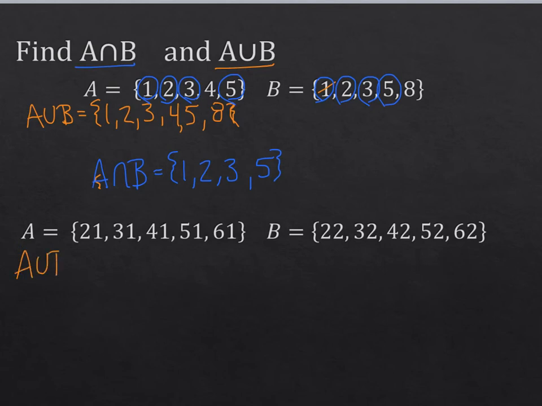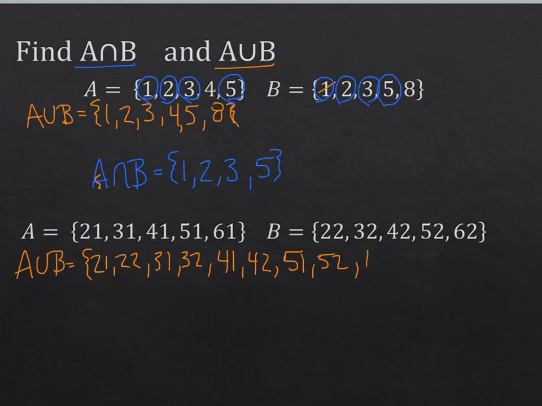Let's look at this one. A union B. 21, 22, 31, 32, 41, 42, 51, 52, 61, and 62. These are all of the elements inside A and B. That's the union. Let's look at the intersection.